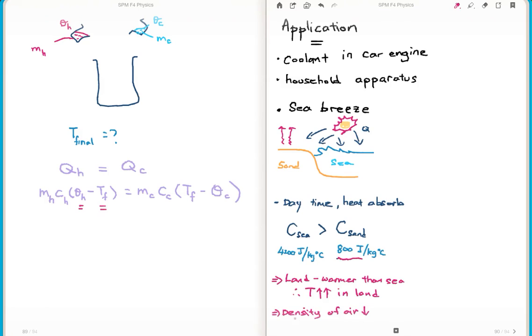Cold air, cooler air from the sea moves towards the sand. That's why you have this sea breeze. Okay, so there are a few points here. I hope you will be able to get it. The same is true for land breeze.